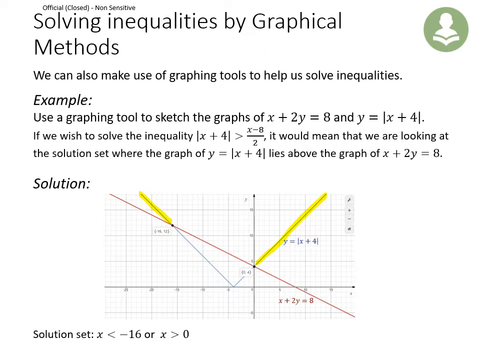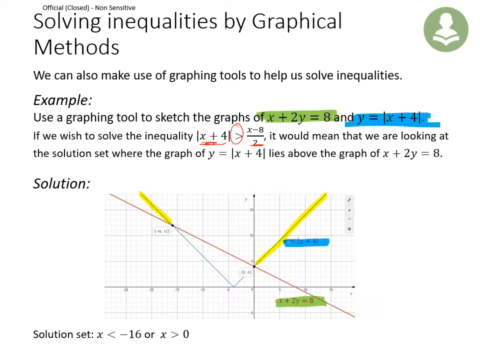One is a straight line given by x plus 2y equals 8, and another graph, given in blue, is given by a modulus function y equals modulus x plus 4, which is in this case sketched over here. And we'll notice that what the question requires from us is really to find a portion of the graph, that is, the modulus graph, that is greater than the straight line.